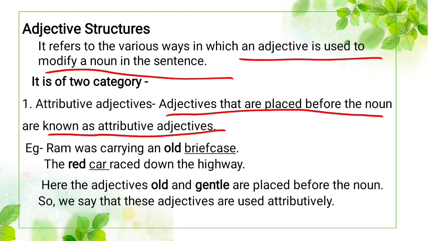Example is like Ram was carrying an old briefcase. Here we can see that the word old is directly modifying the noun, that is the briefcase, by coming before it. Next example is the red car raced down the highway. Here we can see that the word red is modifying or describing about the car, that it is of red color directly. So when adjectives are used in this form, that is by placing or coming before the noun, we say that these adjectives are used attributively.